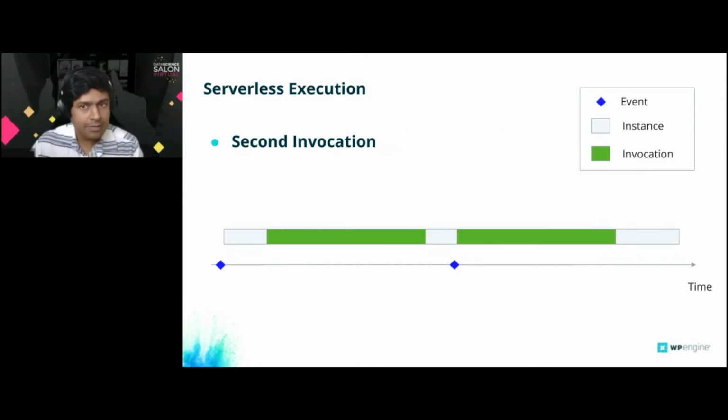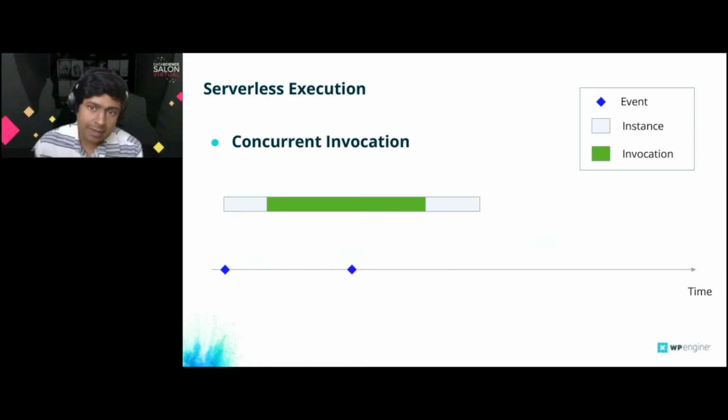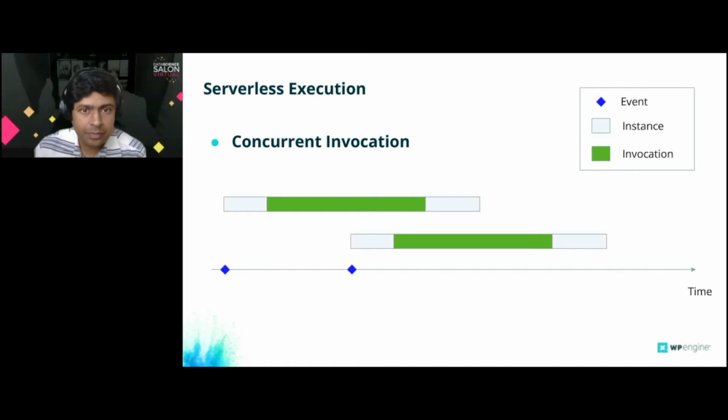Now when a second event fires after the first invocation completes, the same instance will serve that second invocation. But what happens if the second event fires while the first invocation is still running? Serverless functions have a limit that an instance will only serve one invocation at a time. And so the serverless framework sees this and starts up another instance to serve the second event. If we receive a third event after the first invocation completes, then we see that it can be served by the first instance since it is now free.